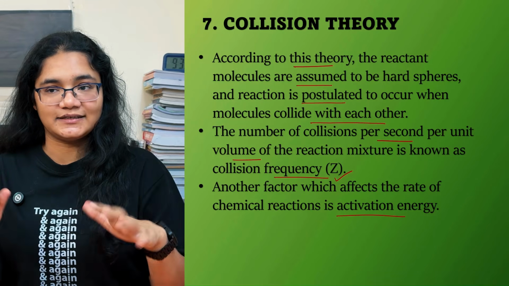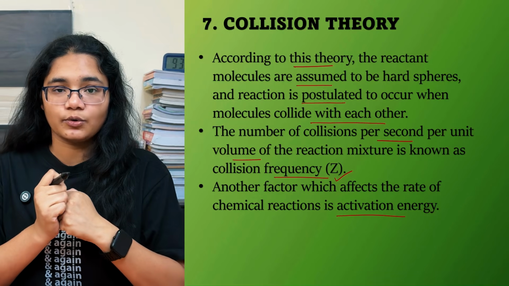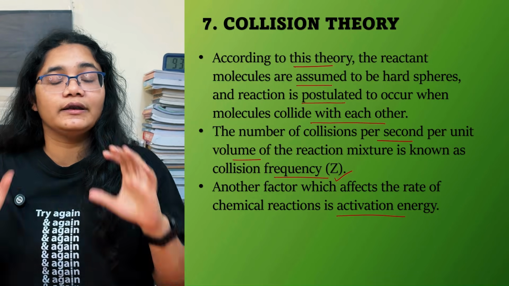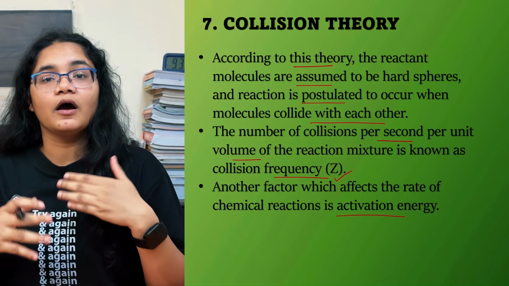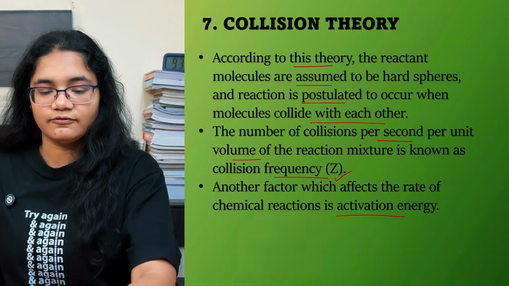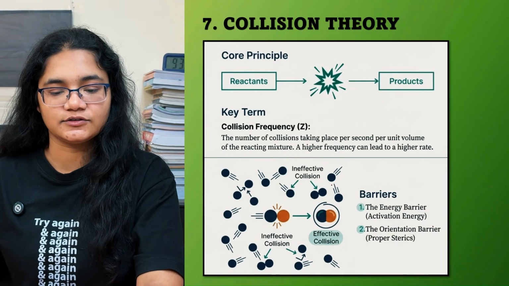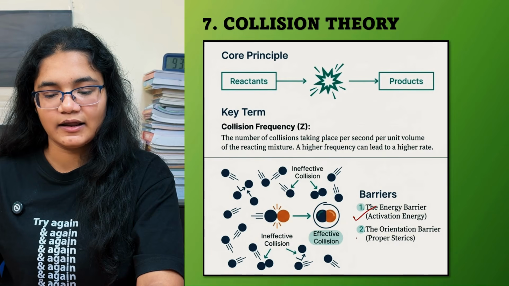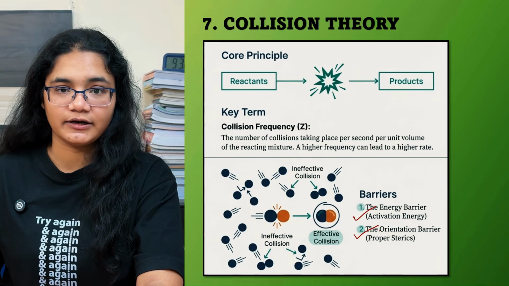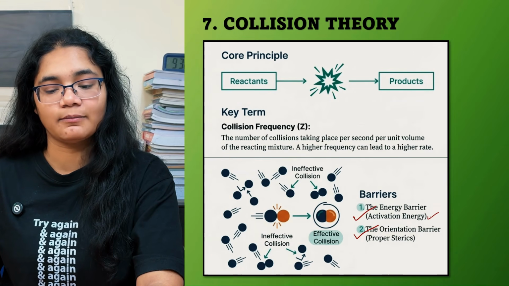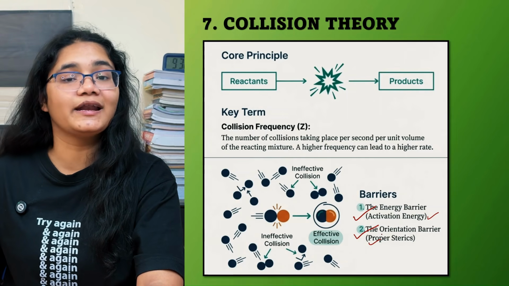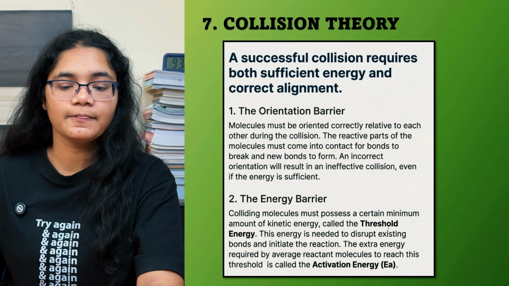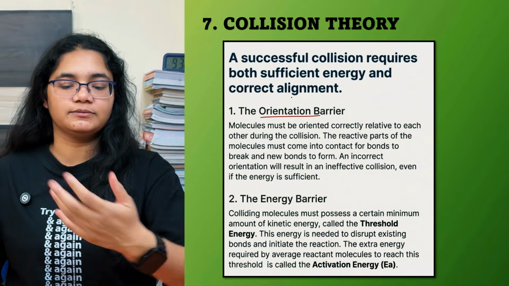So collision theory says that reaction happens when two molecules collide, but not all collisions can lead to product formation. There is a specific criteria for collisions to be effective. The first very important criteria is your energy barrier, and the second one is the orientation factor. They should have enough activation energy, and they should be properly oriented to be called an effective collision. I have explained this in much more detail.